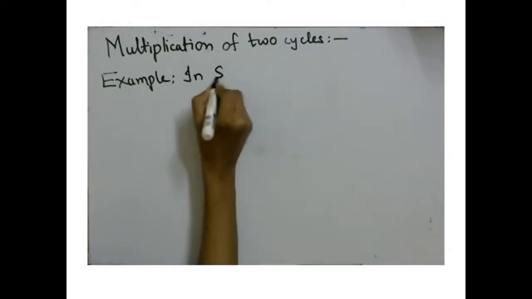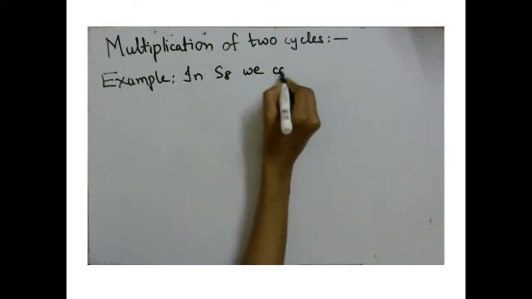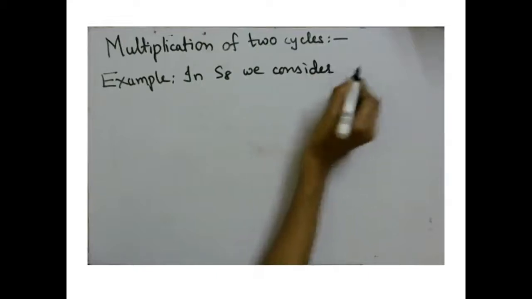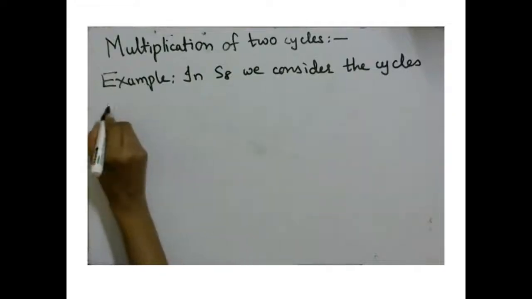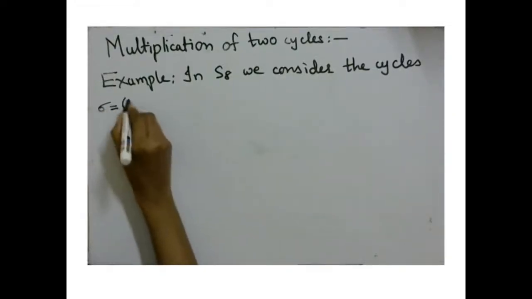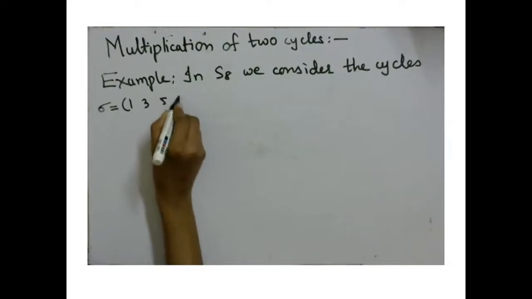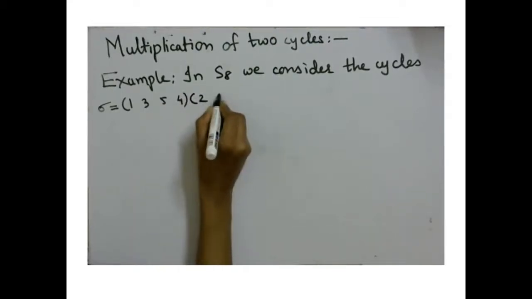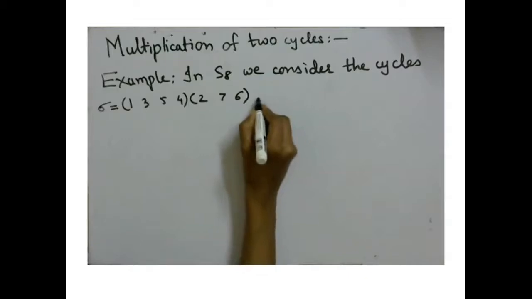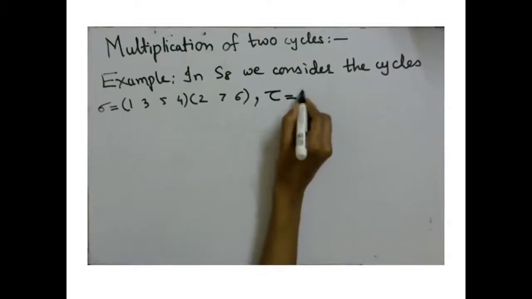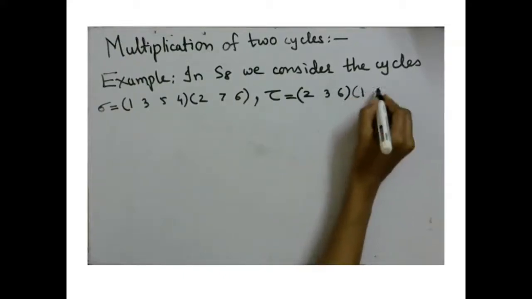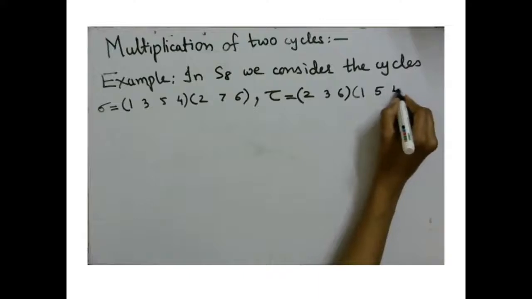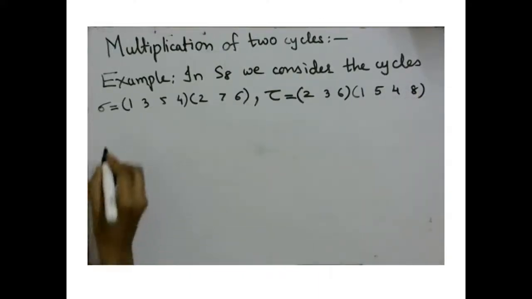So in S8, we consider the following cycles, or you can also say permutations. Sigma is equal to (1, 3, 5, 4)(2, 7, 6), and the second permutation tau is equal to (2, 3, 6)(1, 5, 4, 8). Let us see how to multiply these two cycles.